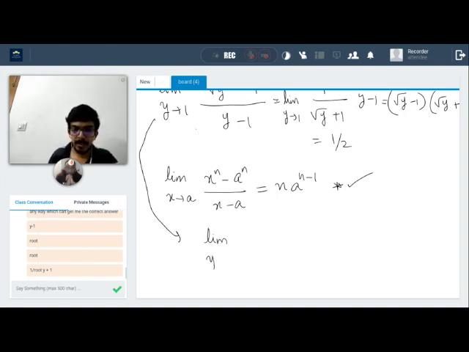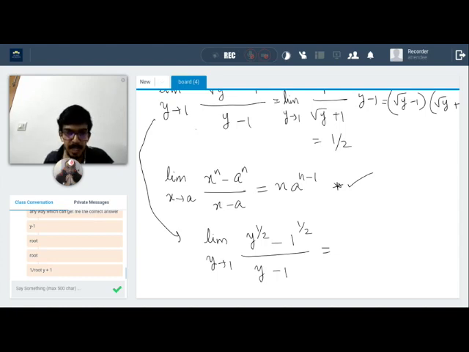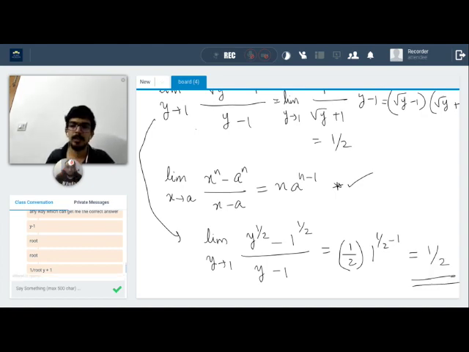See this limit y tends to 1, this is y raised to half minus 1 raised to half divided by y minus 1. So the answer is: instead of x we have y, instead of n we have half, instead of a we have 1. So the answer is simply half into 1 raised to half minus 1. Again, the answer is half. I hope this is clear.